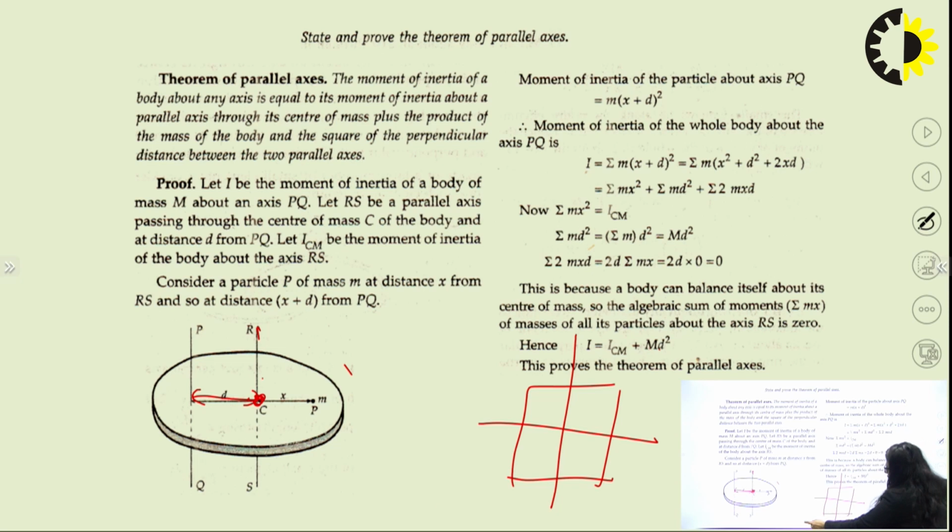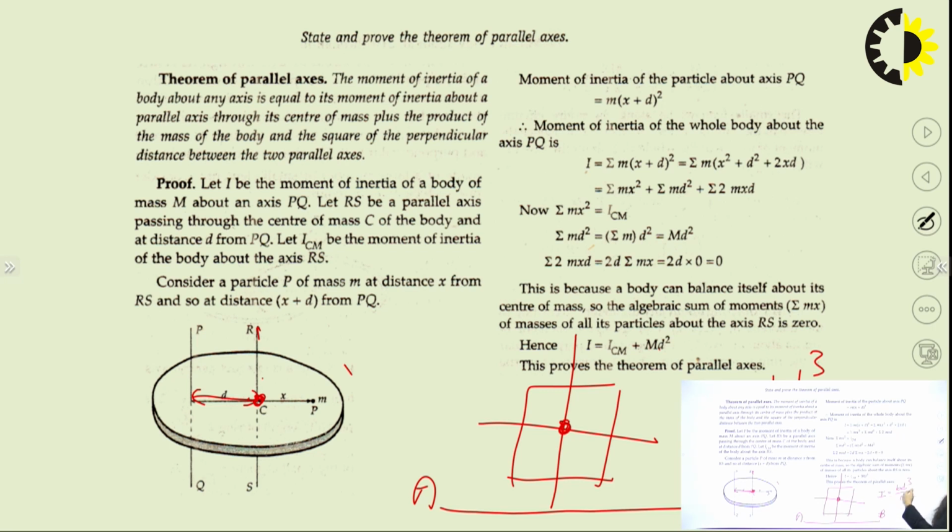I need to find the moment of inertia about this axis AB. How can I find this? Because I read the formula to find the moment of inertia about the centroidal axis, that is I equal to mr square. But whenever I need to shift to another axis, I need to use the parallel axis theorem. The moment of inertia about the centroid, for a rectangular section, is BD cube by 12.